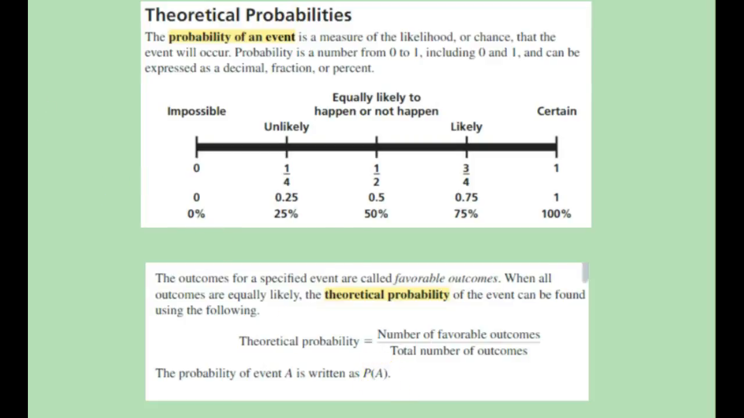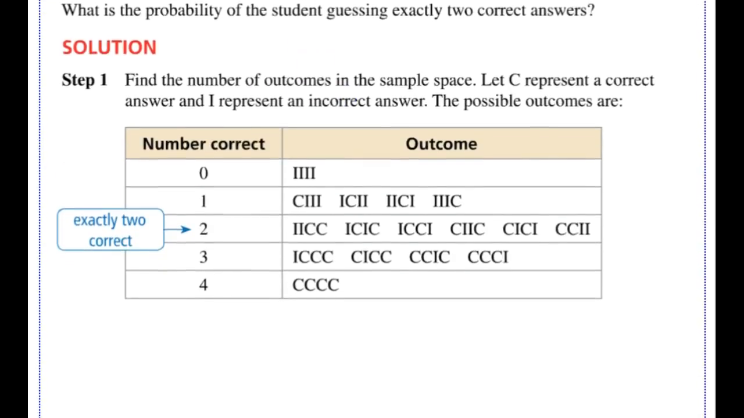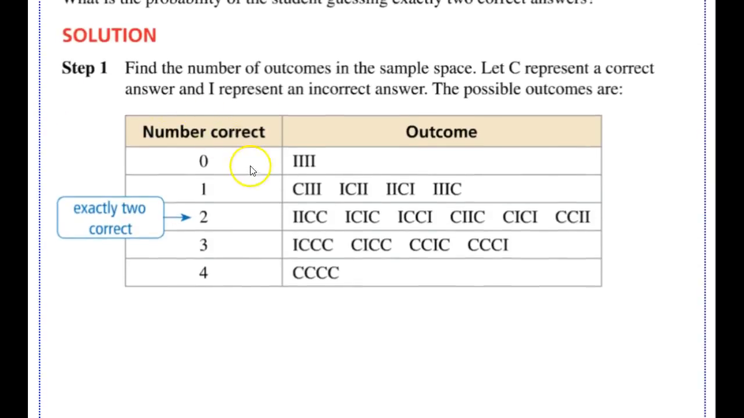Let's look at an example of this. A student taking a quiz randomly guesses the answers to 4 true or false questions. What is the probability of the student guessing exactly 2 correct answers? The first thing I have to do is find the number of outcomes in my sample space. I can use a chart, I can use a tree diagram, or I can list all of my different outcomes, but first I have to find all the outcomes. So we used here C is correct and I is incorrect.